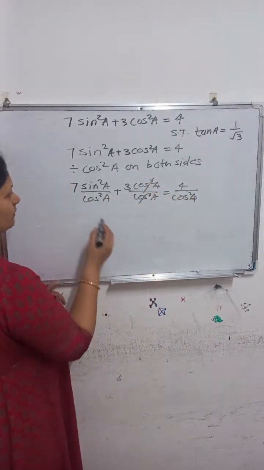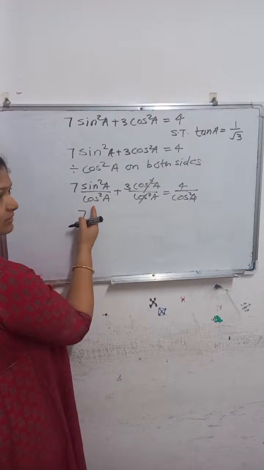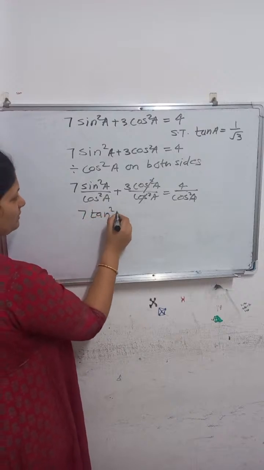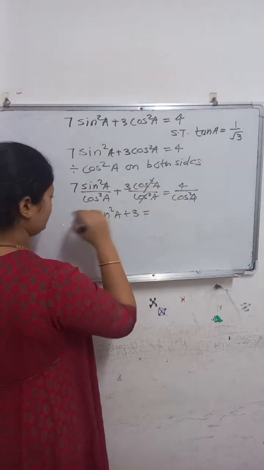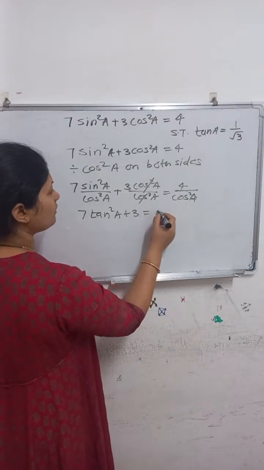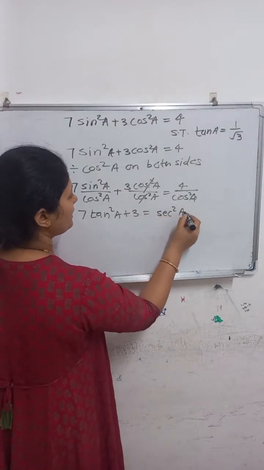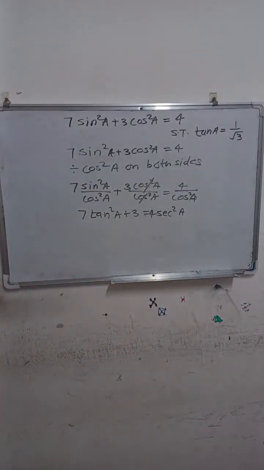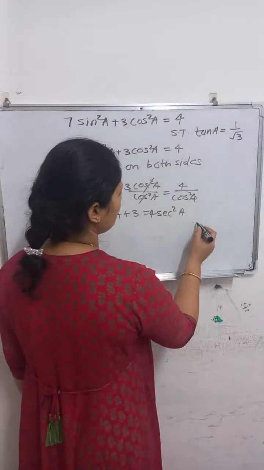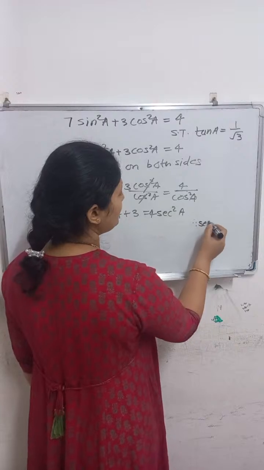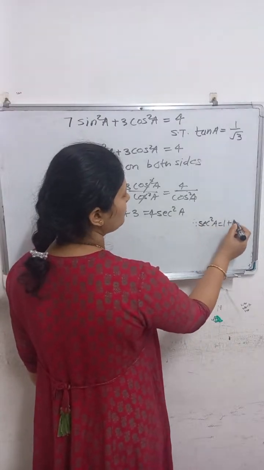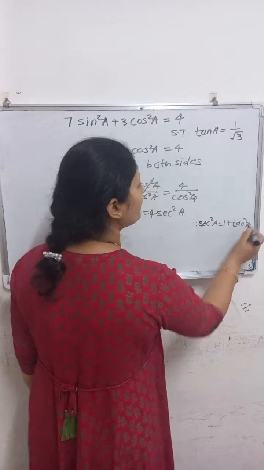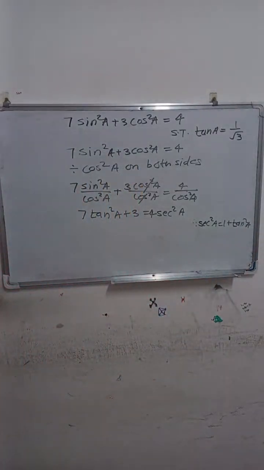This cos square gets cancelled. 7 sin square by cos square is nothing but 7 tan square A plus 3, and 1 upon cos square is nothing but sec square A into 4. Okay, can you get it here? Okay, now you can use the identity. Which identity do we have? We have the identity sec square A is equal to 1 plus tan square A. Yesterday we did this identity, no? The last session we discussed this identity.